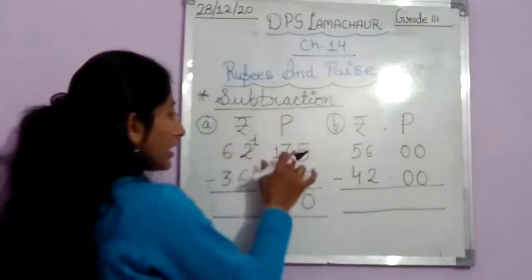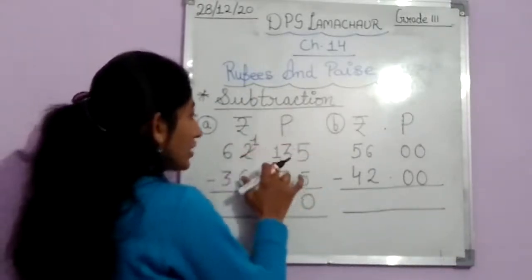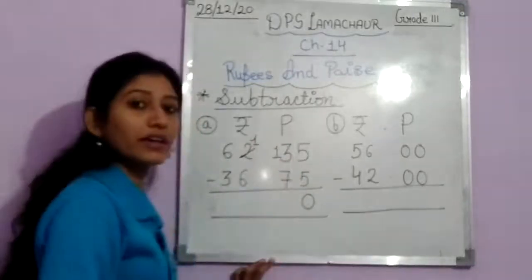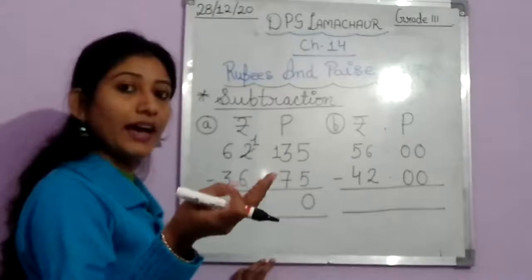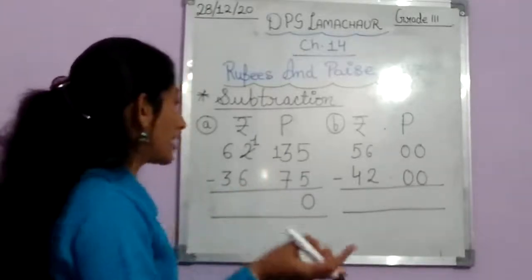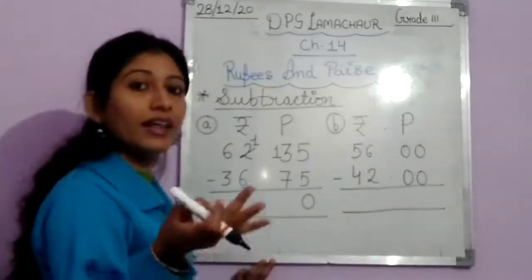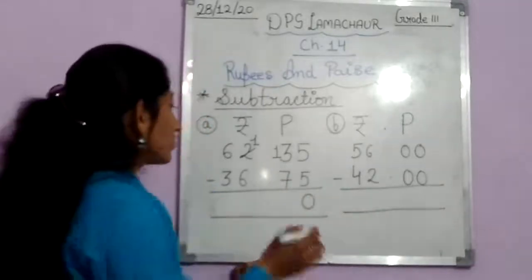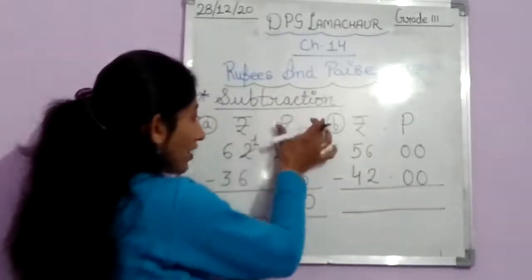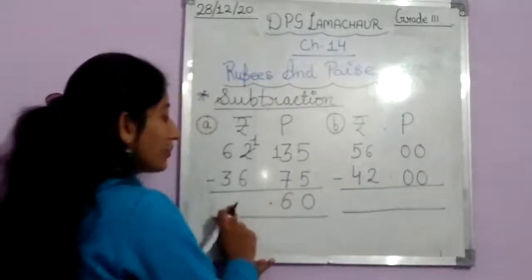When we take 1 from here, this becomes 13 and this becomes 1. So let's subtract now. This is 7. After 7, count till 13: 7, 8, 9, 10, 11, 12, 13. What are we getting? 6 we are getting. So what will come here? 6. Now we have solved the paisa column, so we will put this mark which differentiates between rupee and paise.